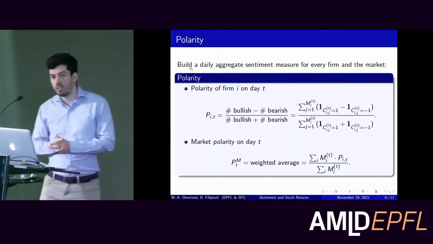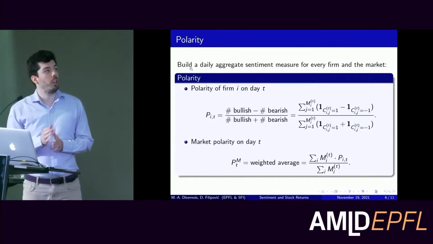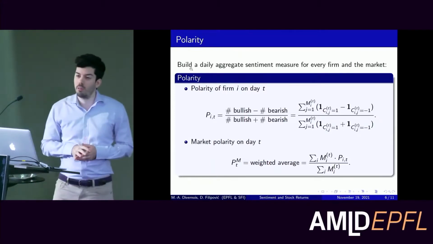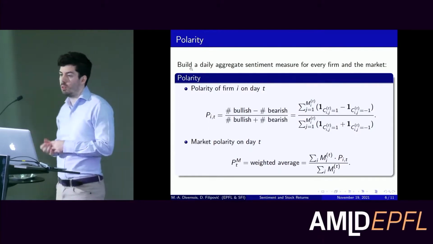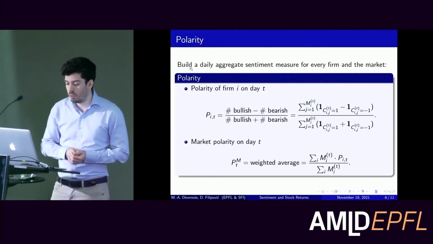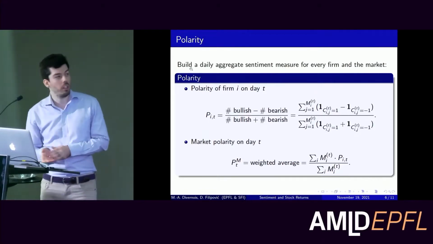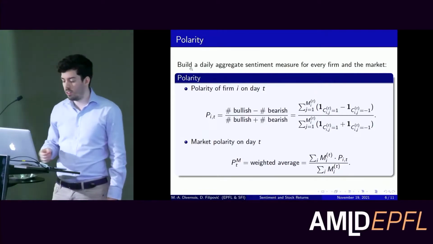Once we do this classification, we compute the polarity. For every day and for every firm, we count the number of bullish and the number of bearish tweets on this day, and we compute a ratio between the two. We do the same for the market polarity, where we compute a weighted average.